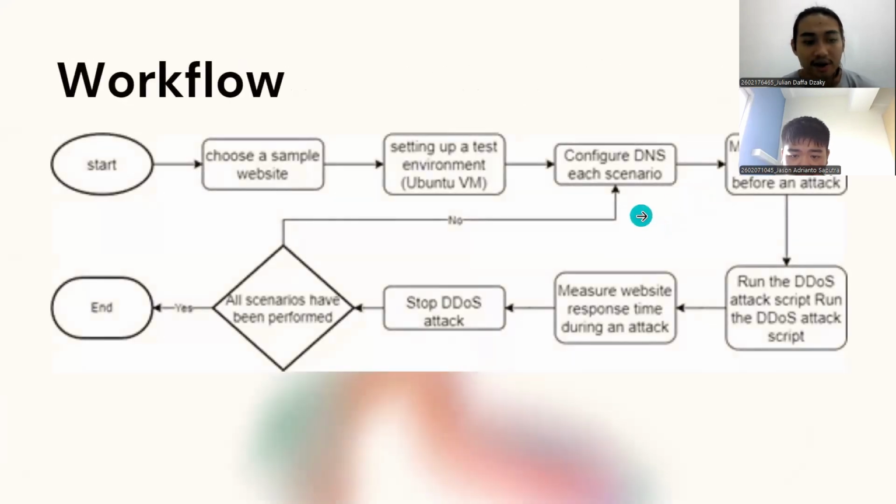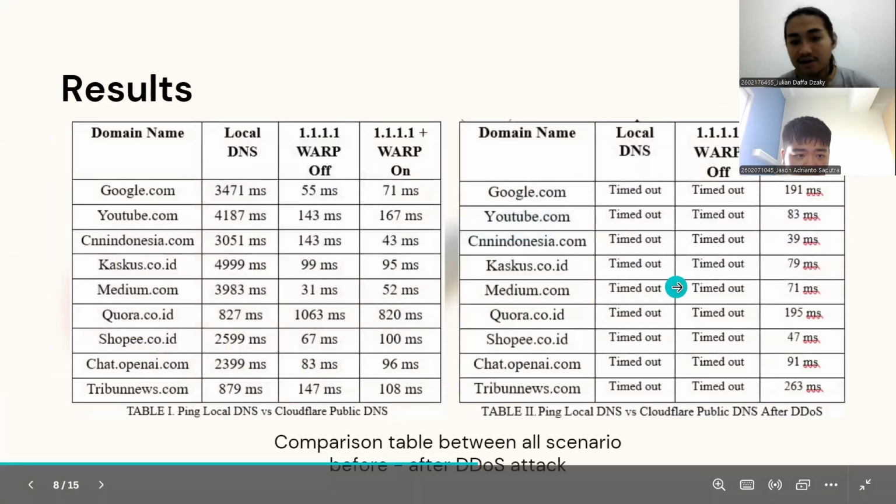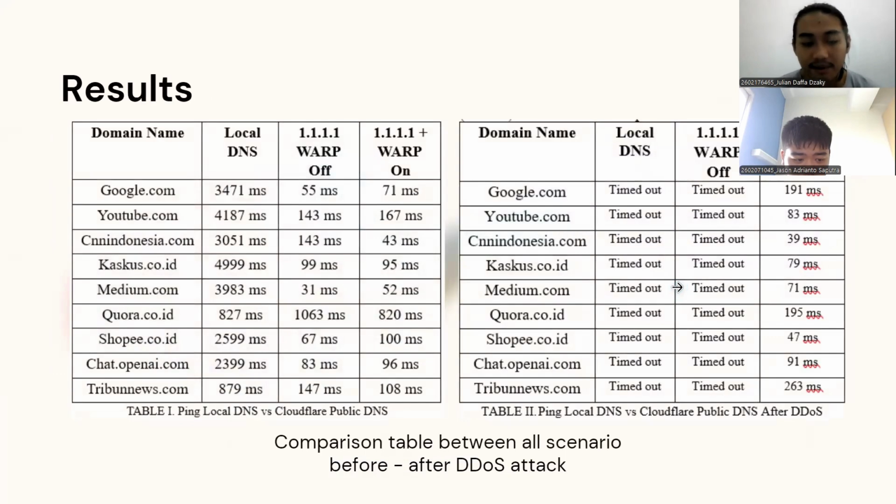This is our experiment workflow. First, measure website response time before the attack, then execute the DDoS attack script, and then measure response time during the attack. Next, stop the DDoS attack and repeat for each DNS configuration. The results will be presented by my friend. Let's look at our results.